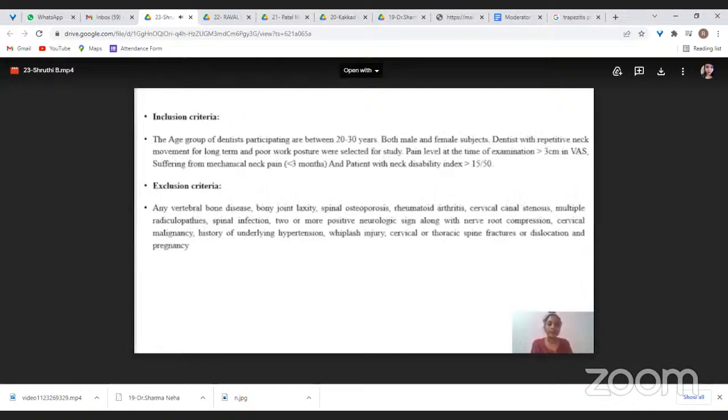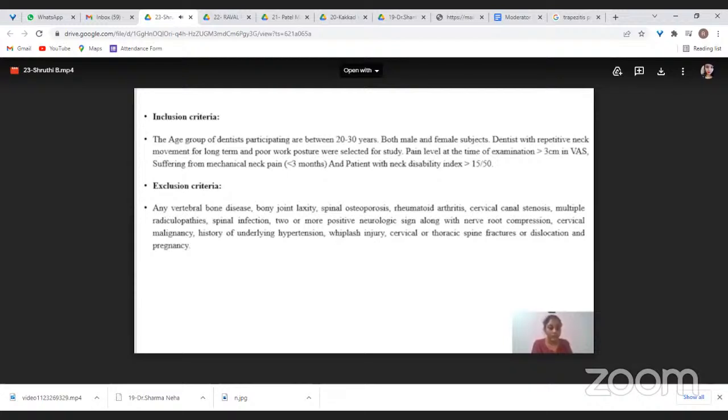Coming to the selection criteria of the study, the inclusion criteria: the age group of participants was between 20 to 30 years, both genders were given an opportunity to participate, and those with repetitive movement for a long term and poor work posture were selected for the study. The pain level evaluated should have been more than 3 centimeters, and the rating more than 3 out of 10.